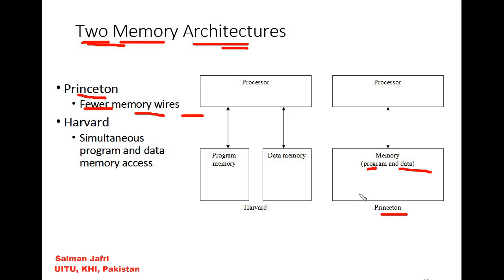On the other hand, the Harvard architecture differentiates between program memory and data memory. Program memory is accessed by a separate bus dedicated to the program memory, and data memory is accessed by a separate bus dedicated to data memory. So what is the result of these separate buses? Simultaneous program and data memory access. In the Princeton bus, only program memory or data memory could be accessed at one time. But over here, since we have parallel buses, program memory and data memory could be accessed together.